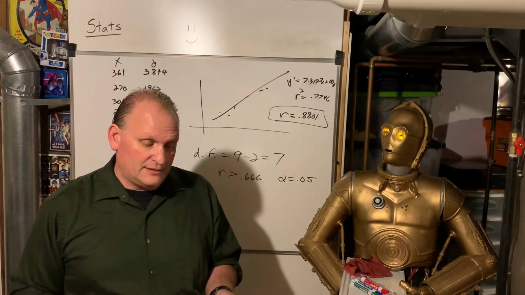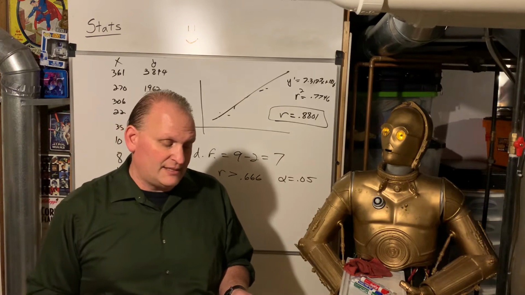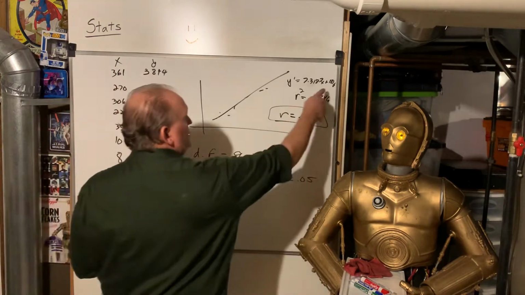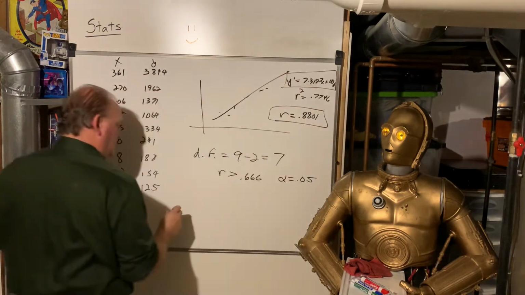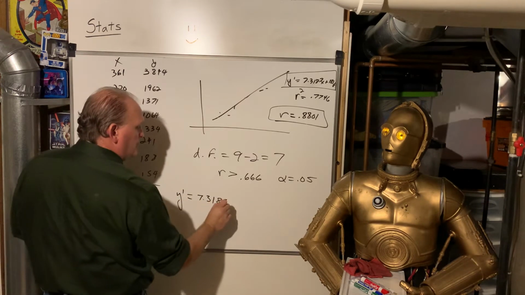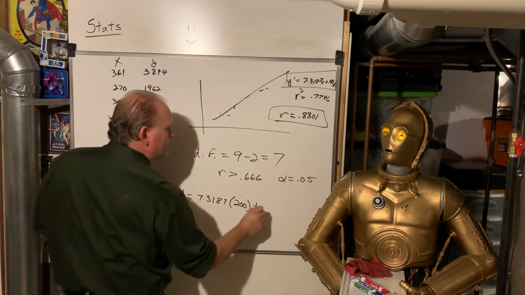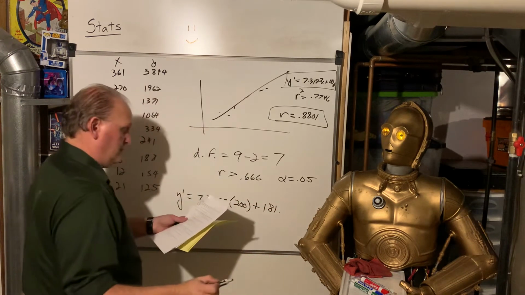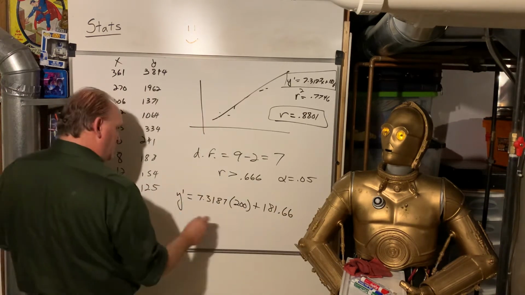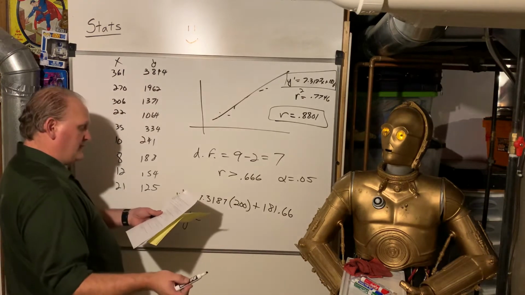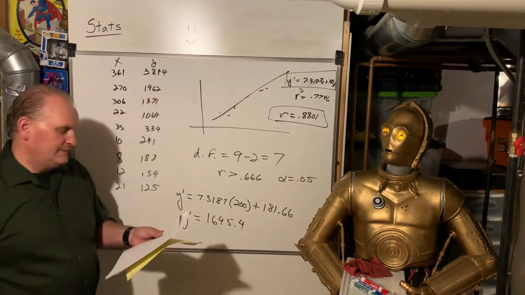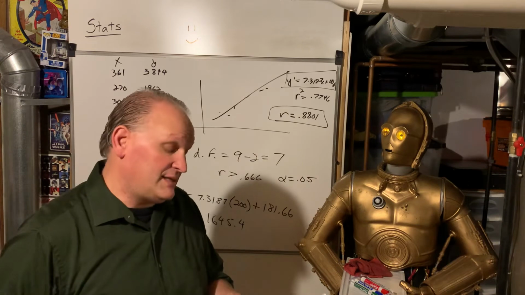It is significant correlation at the 5% level, and then it says determine the best estimate for 200 movies. So basically we're going to use this regression equation for part B, and we're just going to sub in 200. You crank that into your calculator, and so y prime is 1645.4. Oh, and that's in millions of dollars.